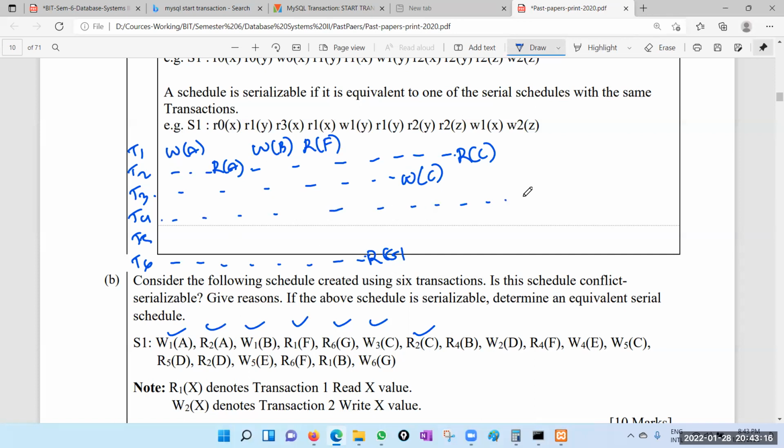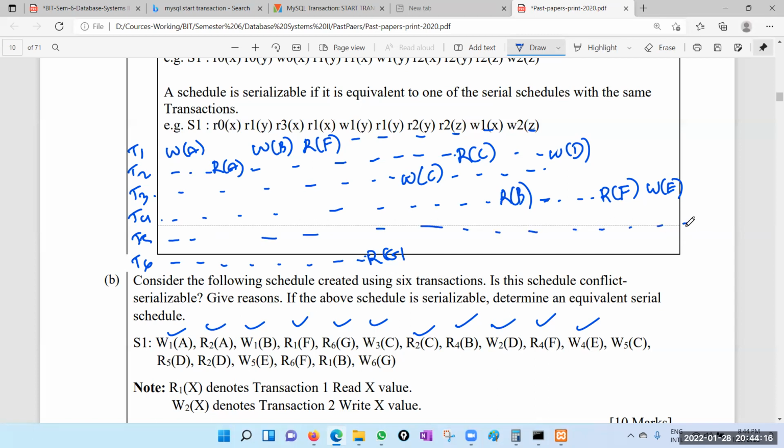The fourth transaction reads B. Read 4B. Then write 2D, write D. Read 4F, read F. Write 4E, write E. Write 5C. And read 5D.